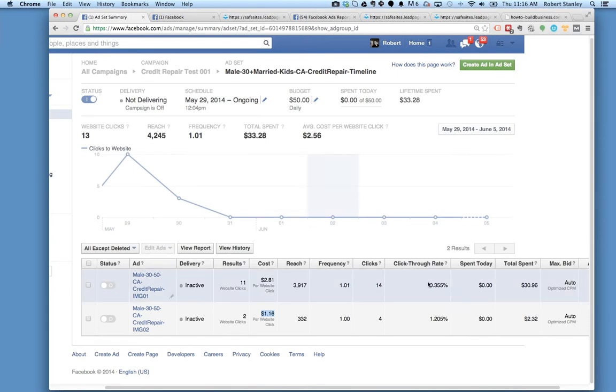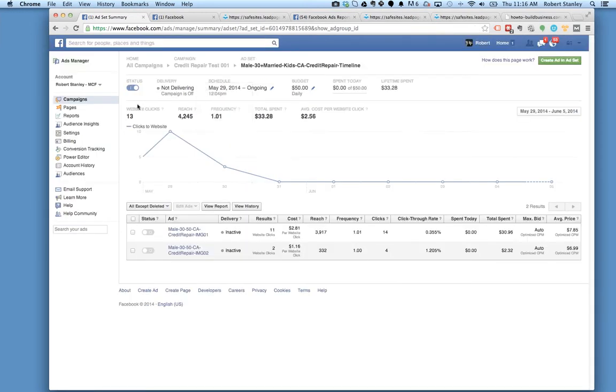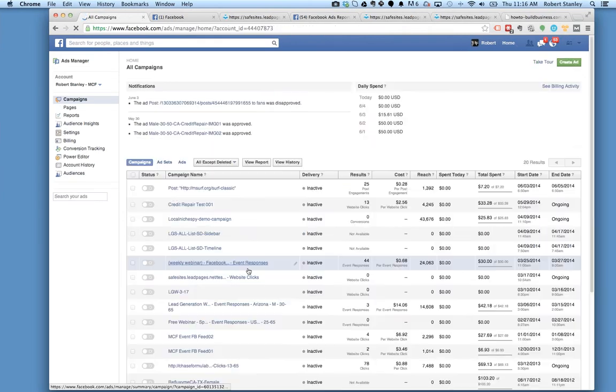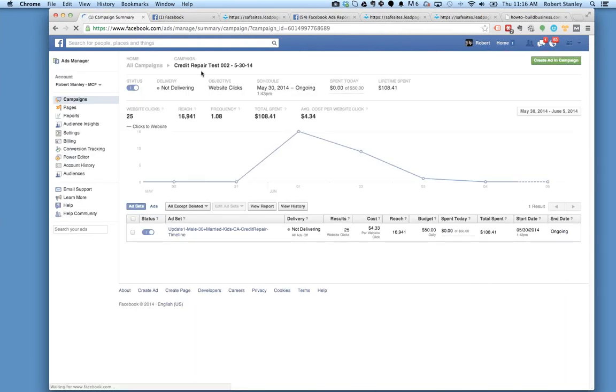The other thing is that just because this one was converting my leads doesn't mean it's the one I should run with. So one of the things I did was pause this campaign, and then I built a whole new campaign using the same stuff. You'll also notice this. See how I put credit repair test 002 and then the date that I started it? That's a good idea so that you know how to tell which one is the newest versus the old one. I set my budget to $50 a day.